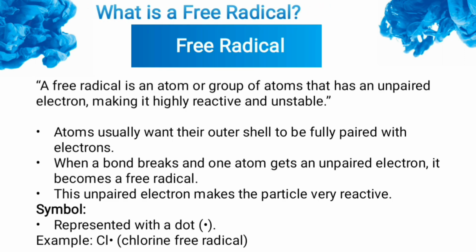Now, what are free radicals? A free radical is an atom or group of atoms that has an unpaired electron, making it highly reactive and unstable. Atoms usually want their outer shell to be fully paired with electrons. When a bond breaks and one atom gets an unpaired electron, it becomes a free radical. This unpaired electron makes the particle very reactive.